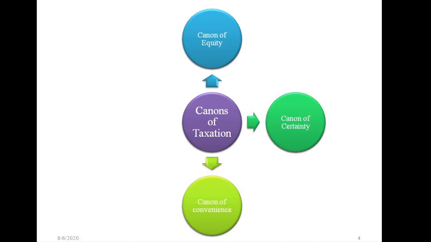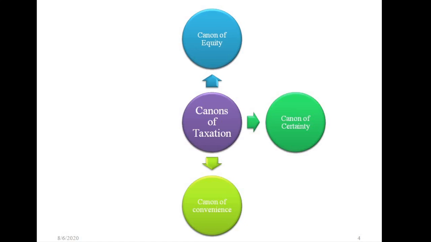Another canon is the canon of convenience. Canon of convenience means that the time and mode of payment should be according to the convenience of the taxpayer. That's why sometimes, whenever the person is earning income, the tax has to be deducted at source. That's why it is called TDS and TCS. Suppose monthly you are earning 50,000 rupees. So the government always says that at the time of the release of the salary to the person, please go for the deduction of tax at source. So that is according to convenience.